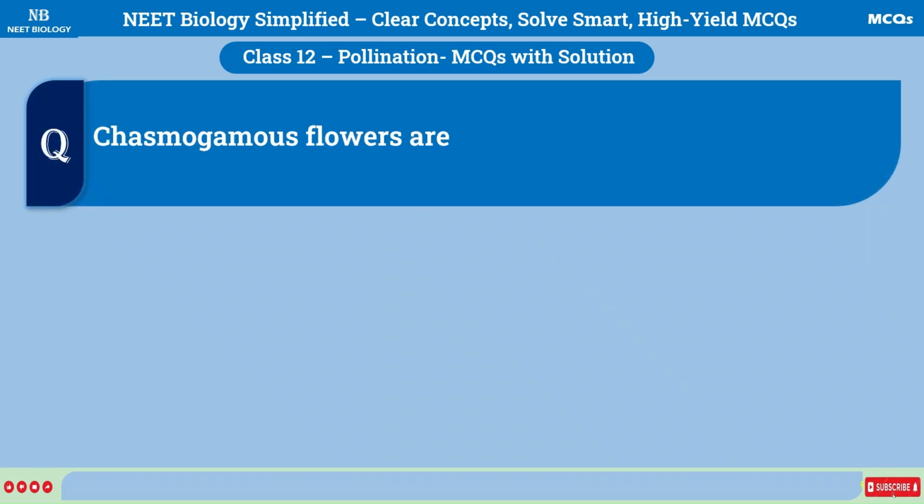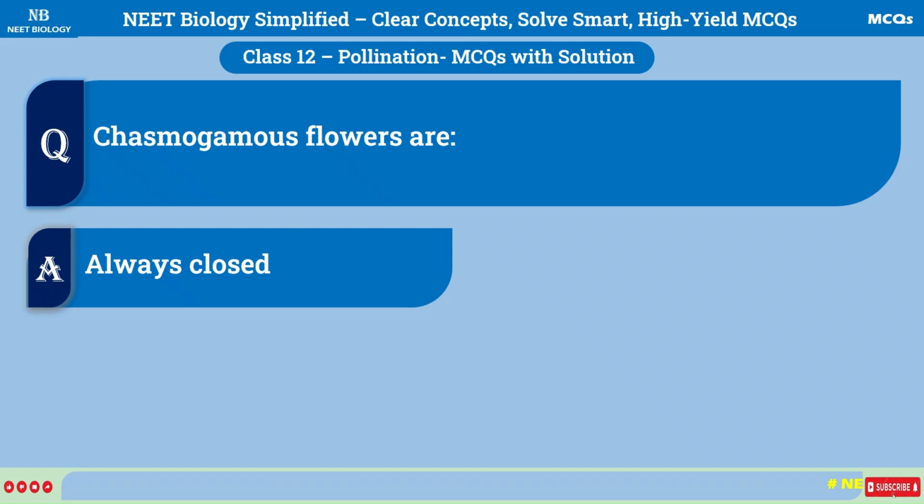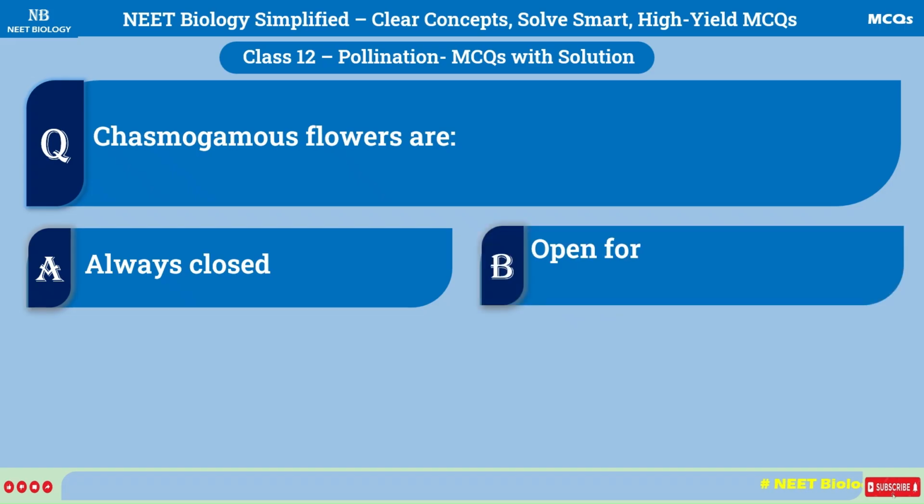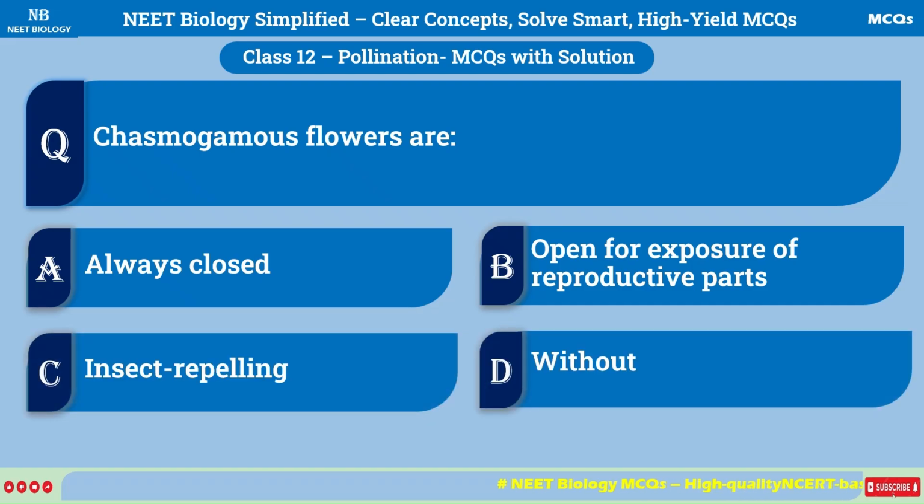Chasmogamous flowers are: A. Always closed. B. Open for exposure of reproductive parts. C. Insect repelling. D. Without stamens.